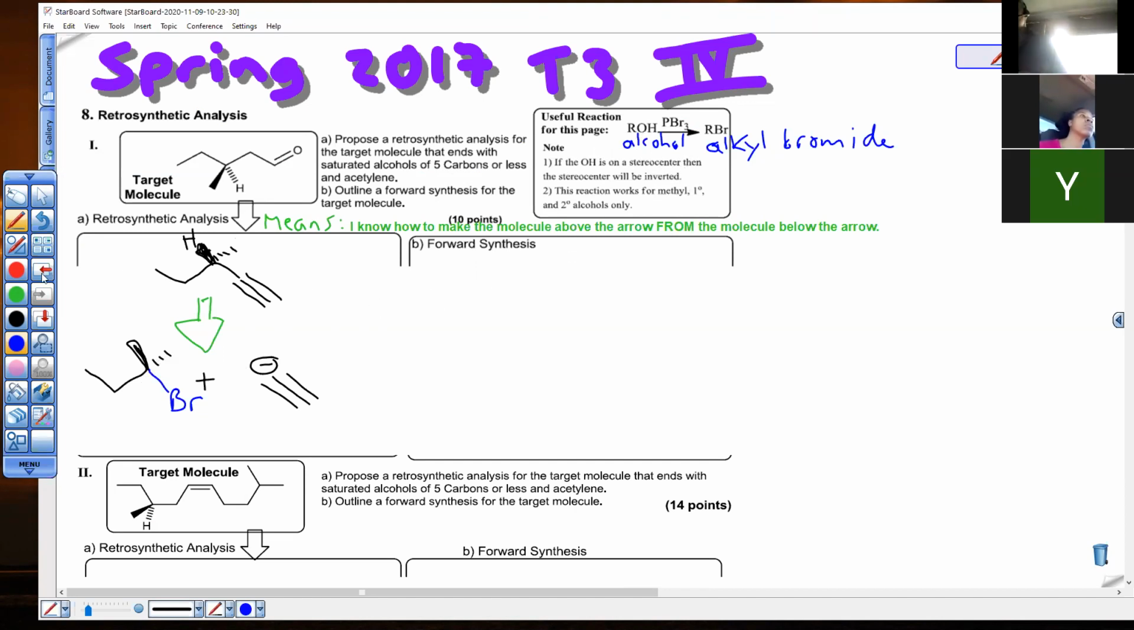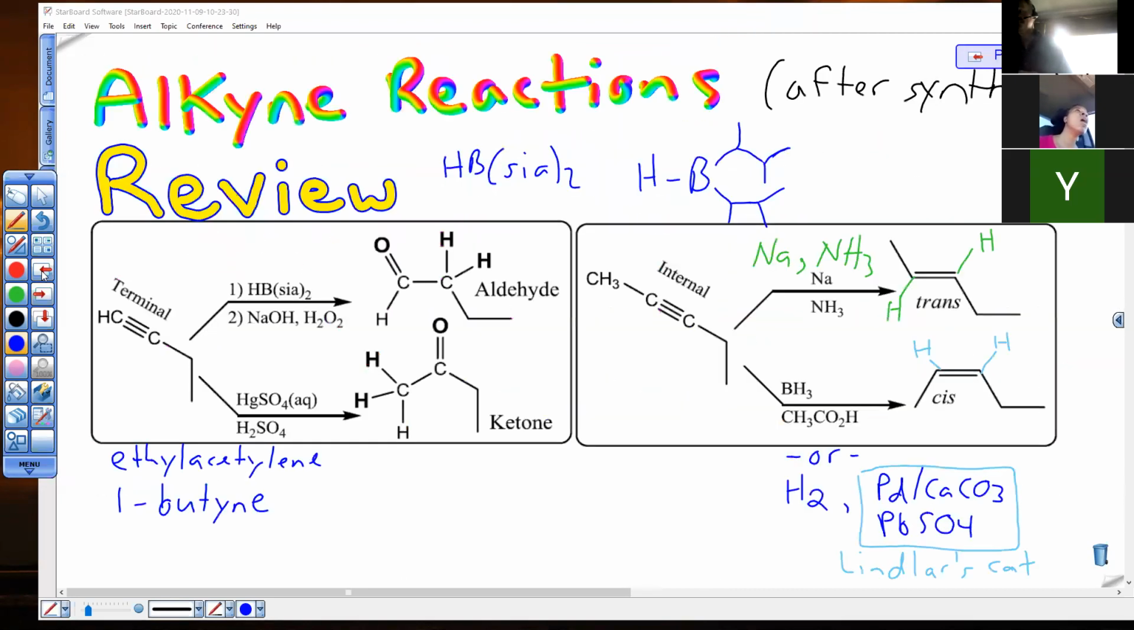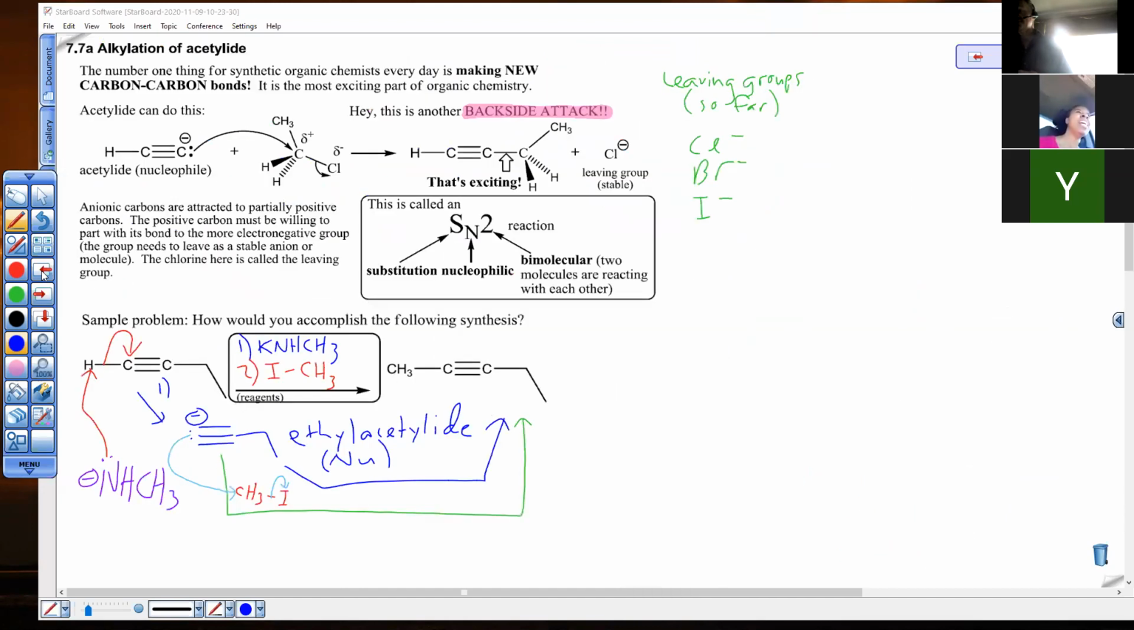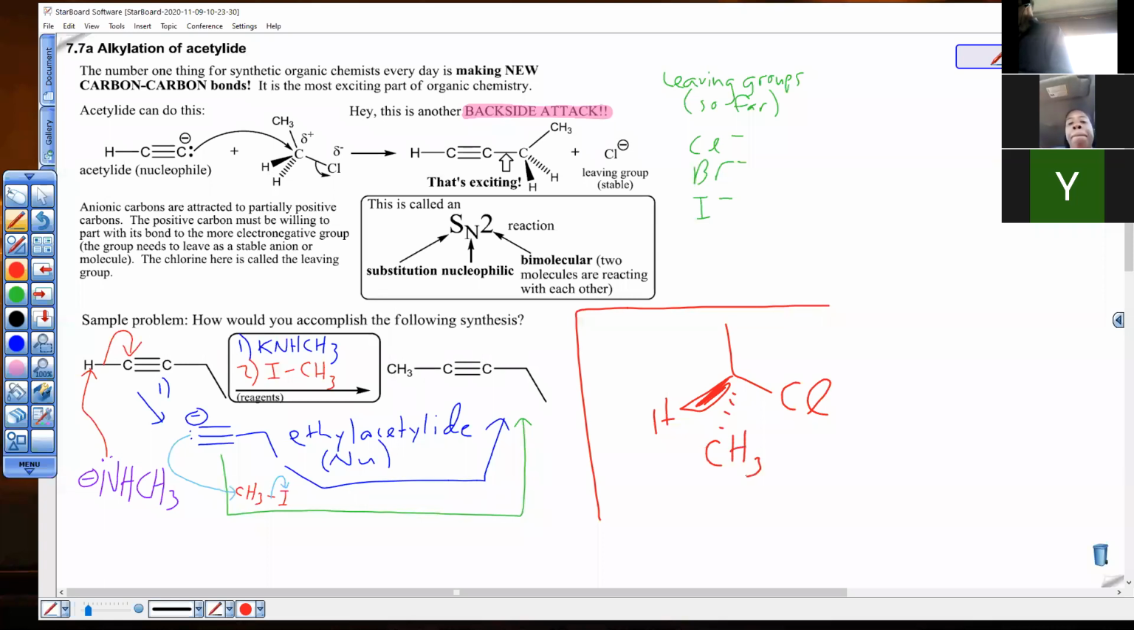And one thing I didn't tell you about this backside attack, way back in the beginning of the day, I'm going to tell you now. Sorry, it's an aside. It's very distracting when I do that, I know. Let's just do that on a stereocenter. Let's make that a CH3 and do this. And we'll have our nucleophile attack there.